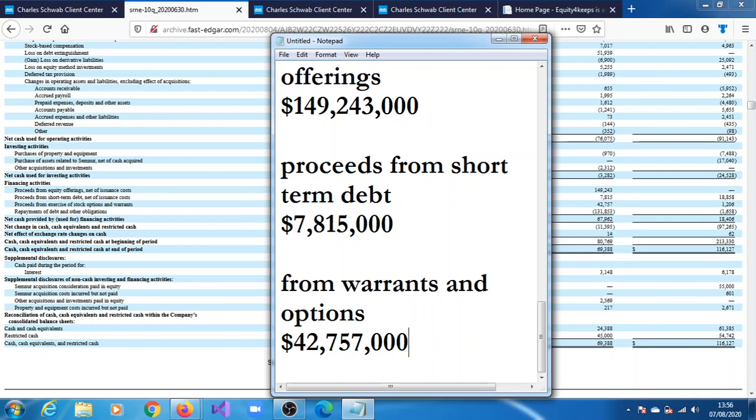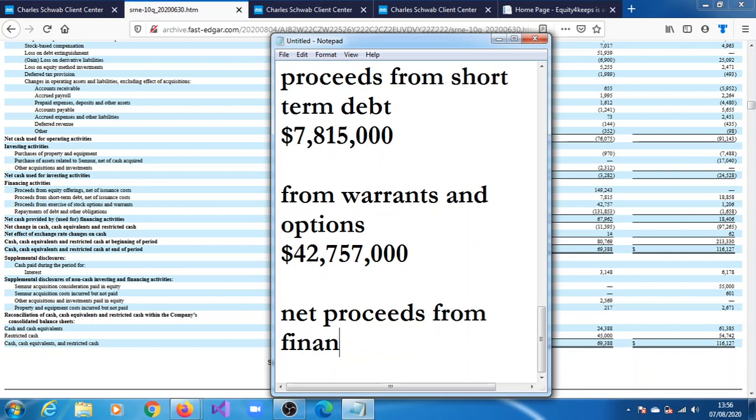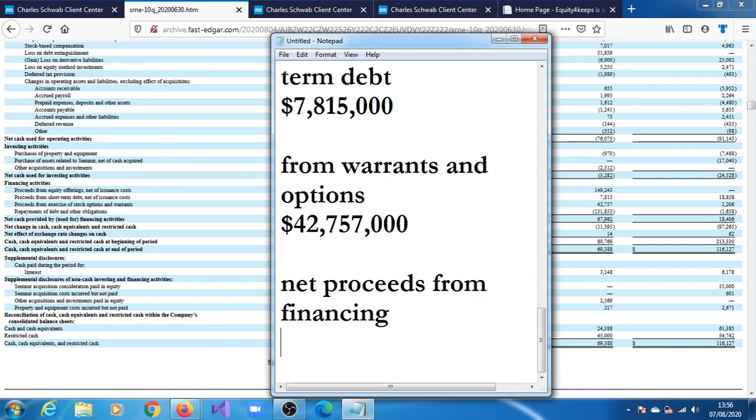And then net cash provided by financing. So the net proceeds from financing activities is $67 million, 962,000.